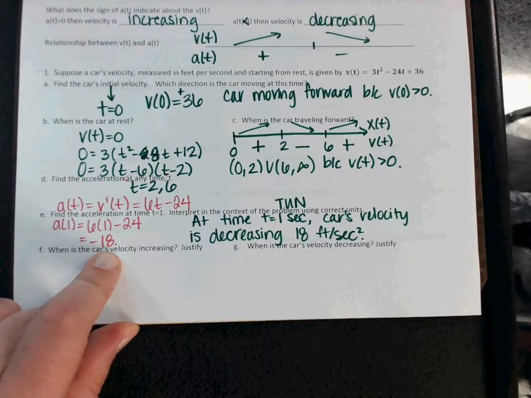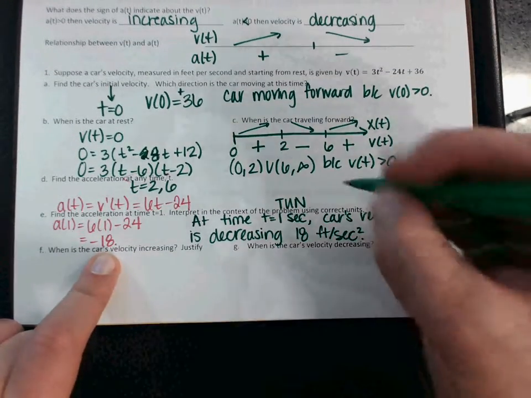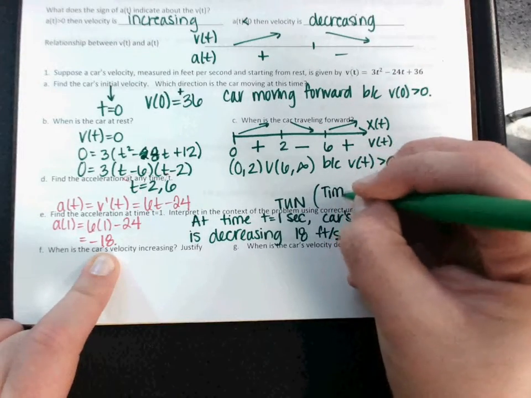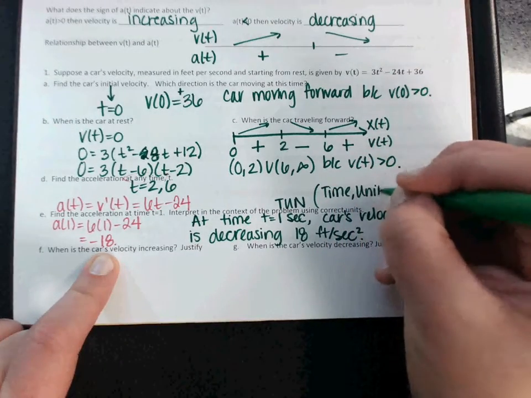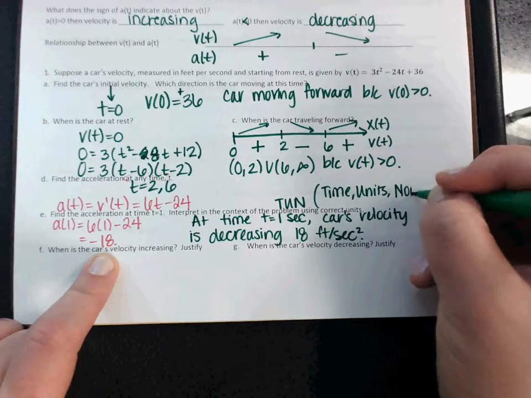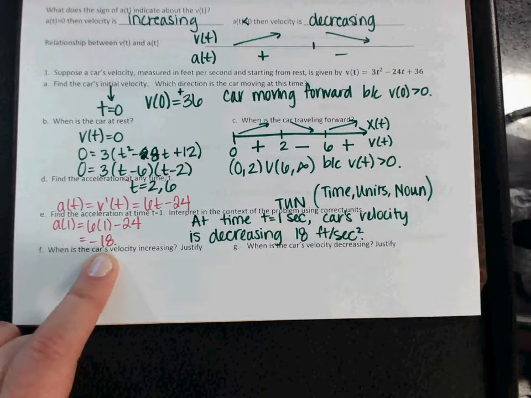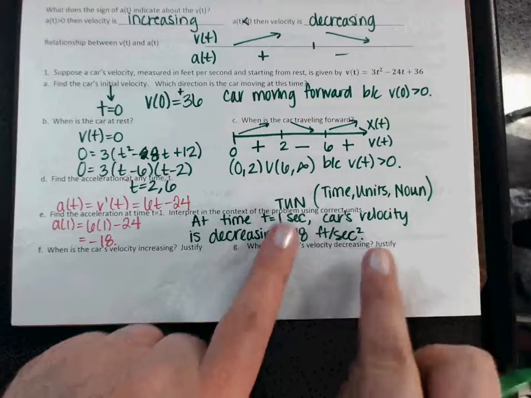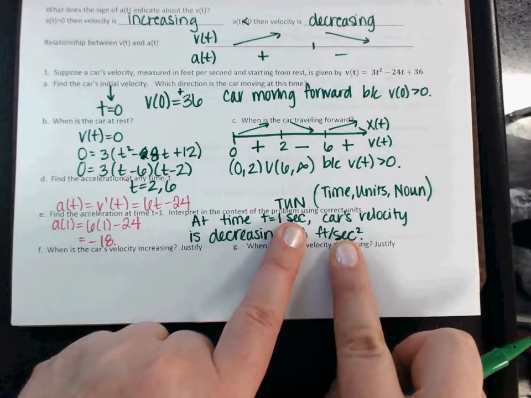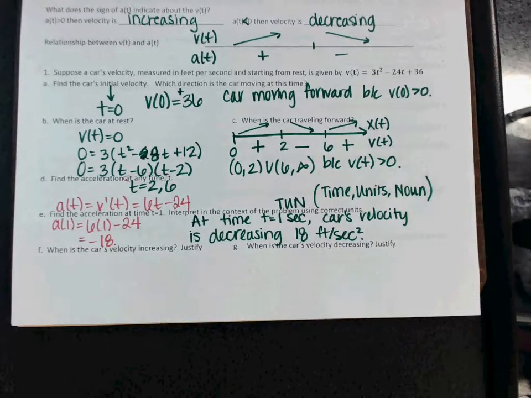U is units, N is the noun. So time, units, noun. And remember that your units applies to two places. You have to put units on the time and then also on what you're measuring. So I would need to put seconds and feet per second squared for it to count as correct units. Okay? Last parts, F and G ask for when velocity is increasing or decreasing.